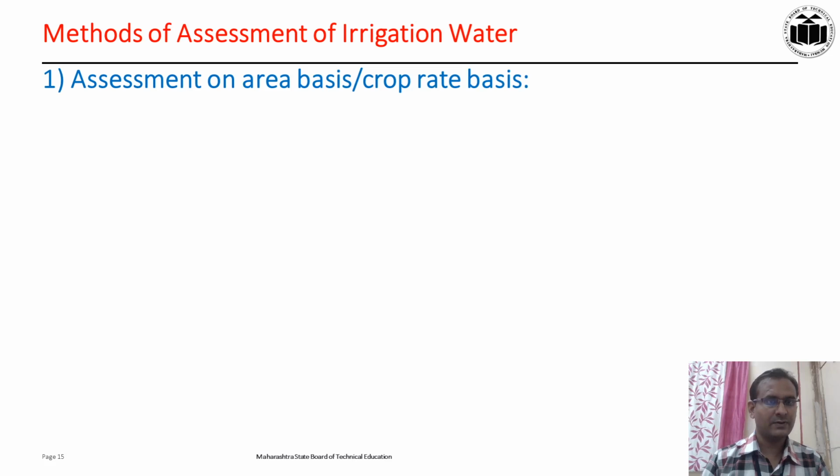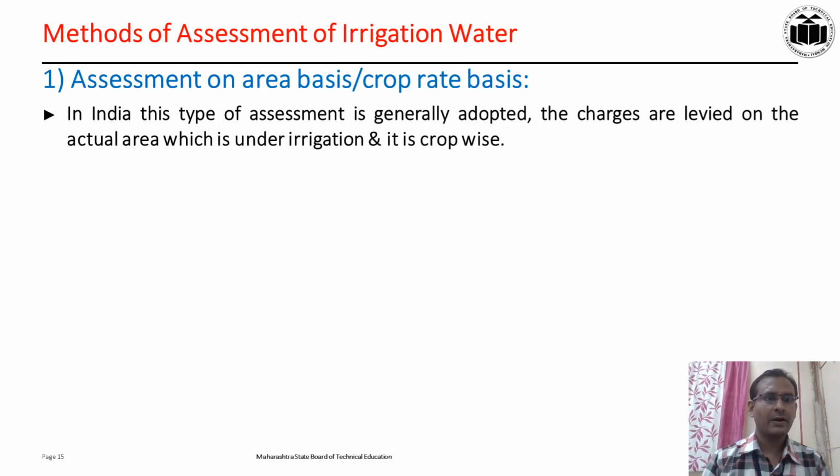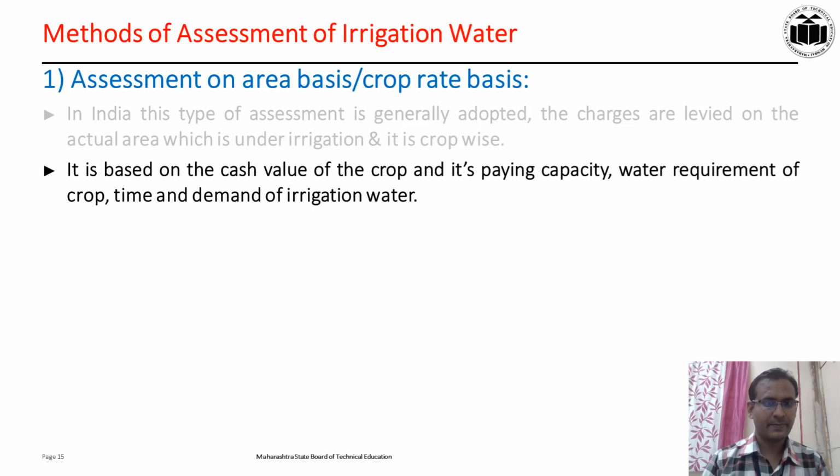Let us start with the first, that is assessment on area basis or crop rate basis. In India, this type of assessment is generally adopted. The charges are levied on the actual area which is under irrigation, and it is crop wise. It is based on cash value of the crop and its paying capacity, water requirement of crop, time and demand of irrigation water.